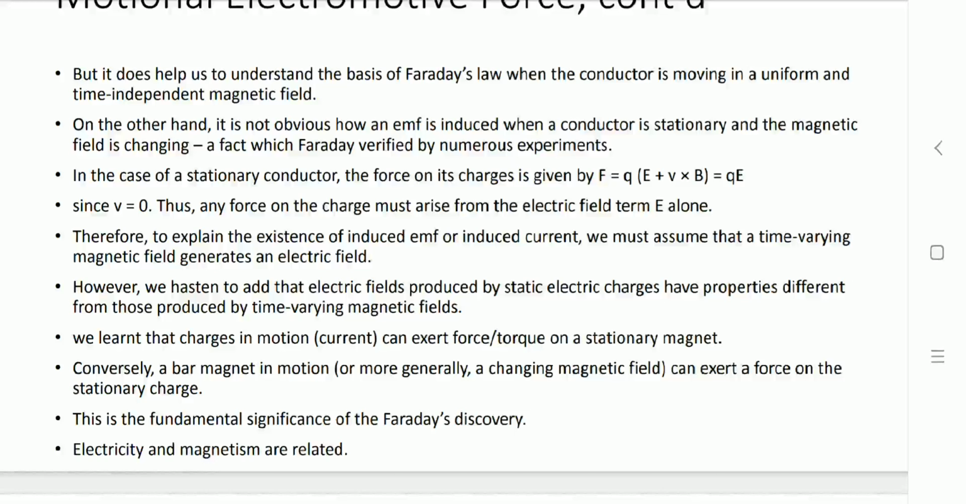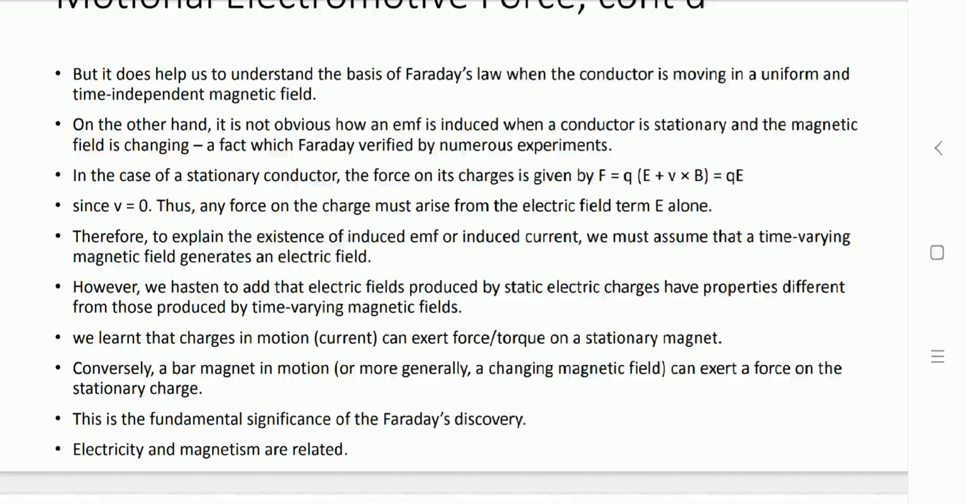Here we have to add the electric field produced by the static charge and by the time varying magnetic field. So we can say that charges in motion can also give a force or torque on a stationary magnet. When a bar magnet is in motion, it can generate a force on the stationary charge. Right? So in both cases, we can say this.